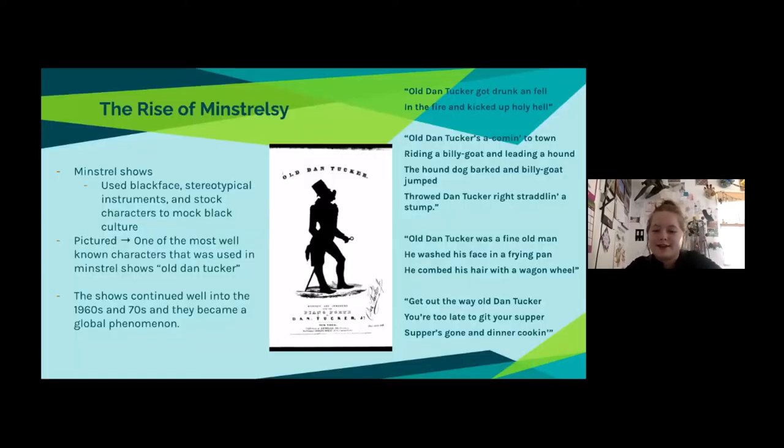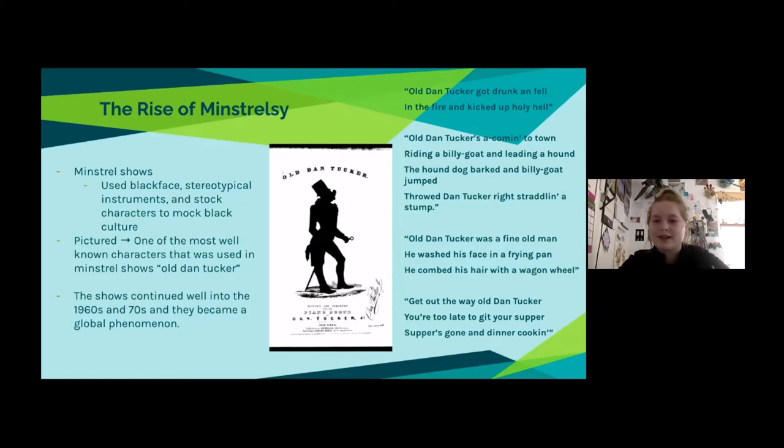Then into the early to mid 1800s, throughout the Reconstruction and Jim Crow era of the United States, there was a rise in popularity of minstrel shows. These shows typically used blackface as well as stereotypical instruments and stock characters to mock black culture. And this picture here is one of the known characters used in minstrel shows, Old Dan Tucker.